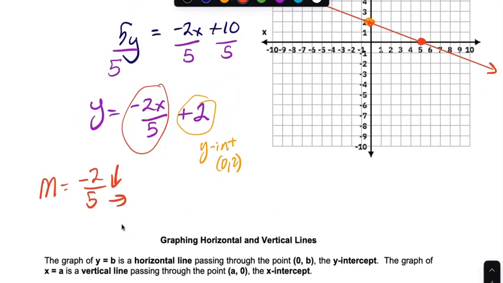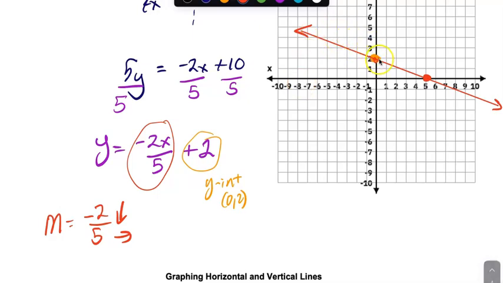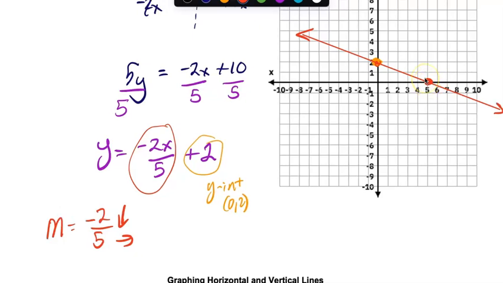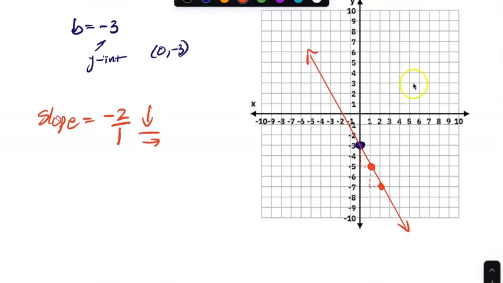And by the way, if I was asking you what the intercepts are, in this case we actually got the y-intercept and the x-intercept. Here's my y-intercept of 2, my x-intercept of 5. Over here, my x-intercept is maybe negative 2 if I did it nicely, and then my y-intercept is negative 3.